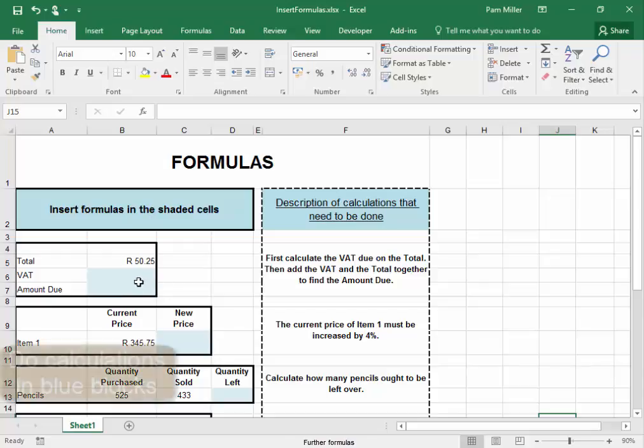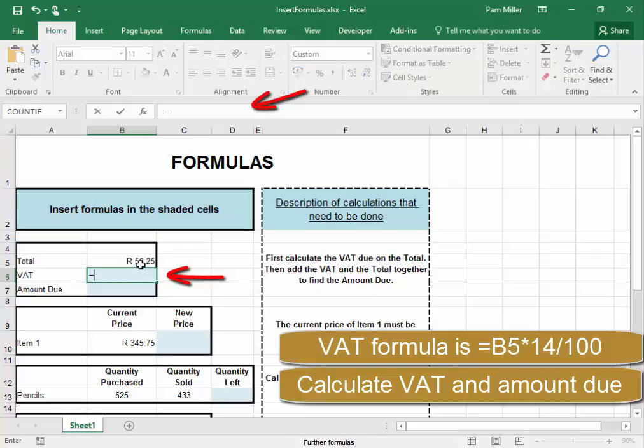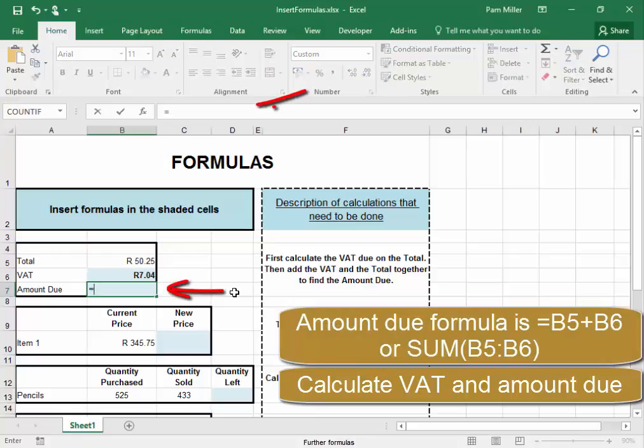Here, we need to do calculations in these blue blocks. Here are the instructions. I now need to calculate the VAT due on the total. That will be equals that amount multiplied by VAT, which is 14, 14 divided by 100. That's the VAT. And the amount due will be equals that cell plus that cell.